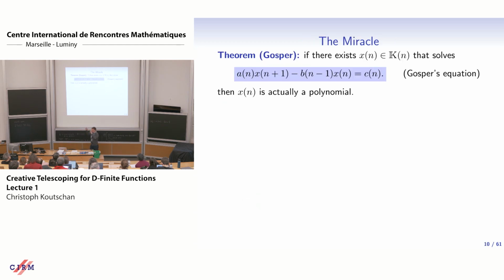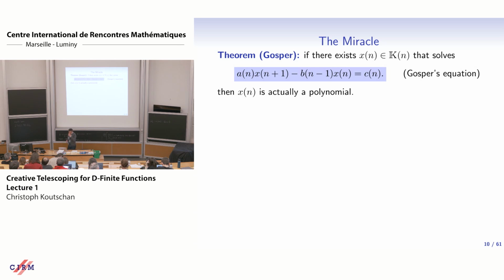Namely, so far we made this rational change of variables, and we say, well, x of n, this unknown function that we are now looking for, is a rational function. But under the assumption that we do everything according to what we have done, one can show that actually this x of n must be a polynomial.